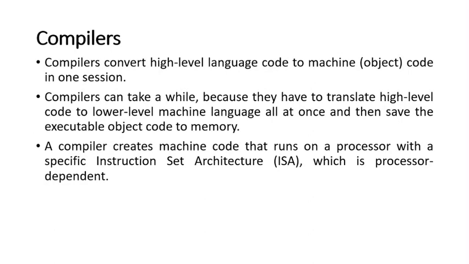So first one, we have compilers. So compilers convert high-level language code to machine code, or sa ibang references, ang tawag dito ay object code, in one session. So compilers can take a while because they have to translate high-level code to much lower-level machine languages all at once and then save the executable object code to a memory. So a compiler creates machine code that runs on a processor with a specific instruction set architecture, or yung ISA, which is processor dependent.